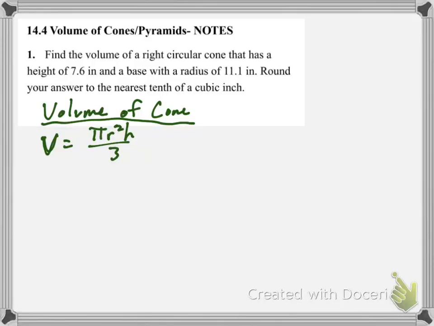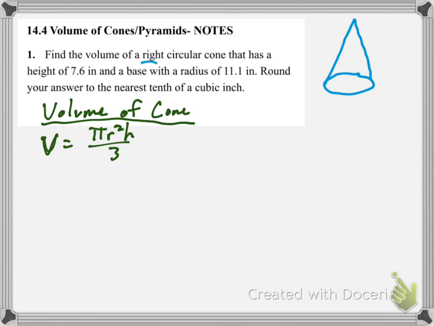14.4 has to do with the volume now of cones and pyramids. Okay? So, we all know what a cone is, I hope. It's like an ice cream cone. The base is a circle, always, for a cone. So this says, find the volume of a right circular cone.